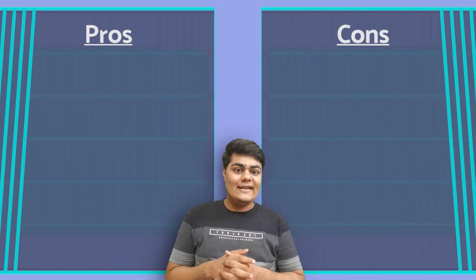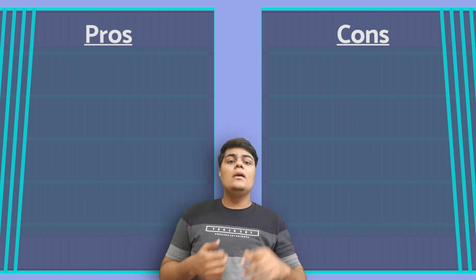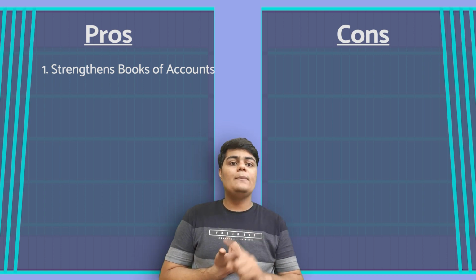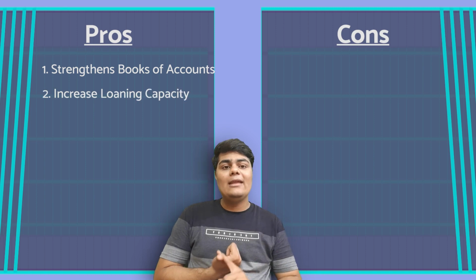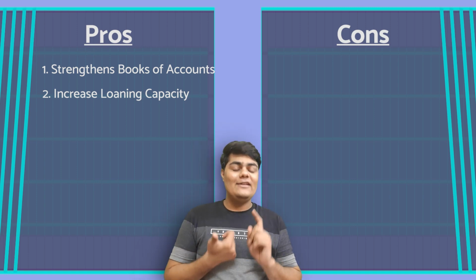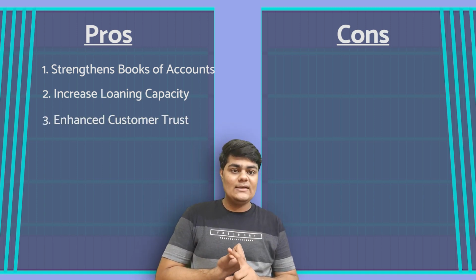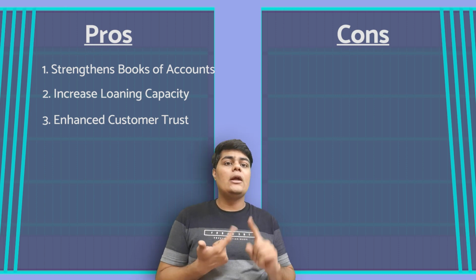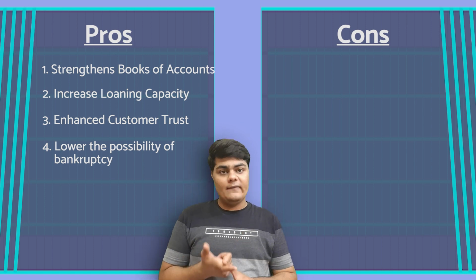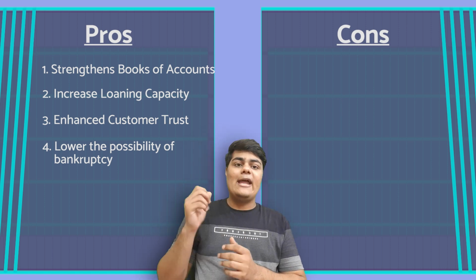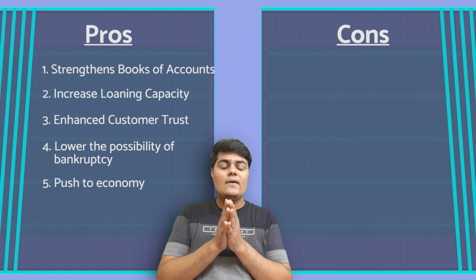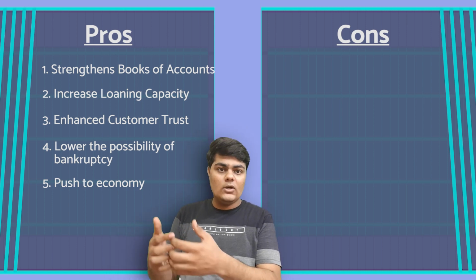Let's talk about some positives and negatives of having a bad bank. On the positive side, a bad bank will help to strengthen the books of accounts of all the public sector undertakings. They will be able to give out more loans because they have maintained a capital adequacy ratio. It will create a sense of trust in the minds of the customers because they know that their banks are not now facing the problems of NPAs, and the possibility of bankruptcy of the banks will go away. In this entire process, banks will be strengthened to give out more loans, and this will help to revive the economy in the situation we are facing because of COVID-19.